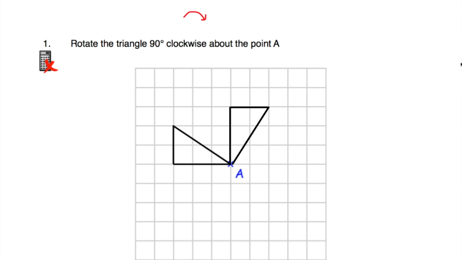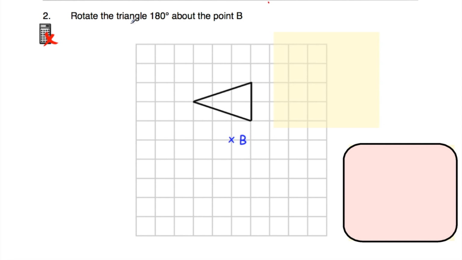Okay, let's have a look at our next question. Okay, so here's question number 2. Question number 2 says rotate the triangle, so this triangle, 180 degrees about the point B. So we want to rotate this triangle 180 degrees about this point B.